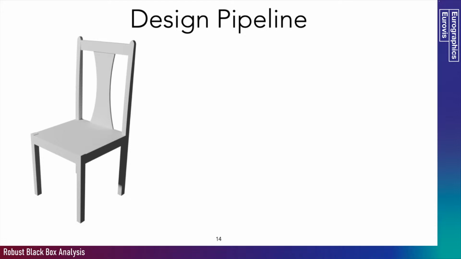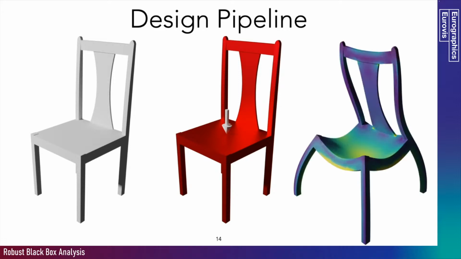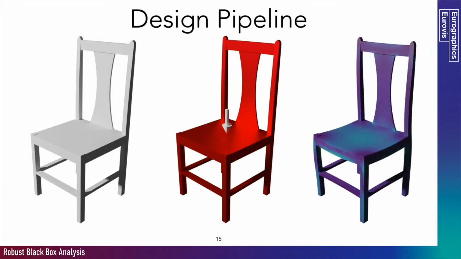So how does it look? The current design pipeline that we would like to have is something where the user provides us a model and a set of boundary conditions. In this case, someone is going to sit in the chair, and we want to know what's happening. And if the chair deforms too much or there is too much stress, we want to go back, take this result to change the original geometry, simulate again, and make sure that nothing goes wrong.